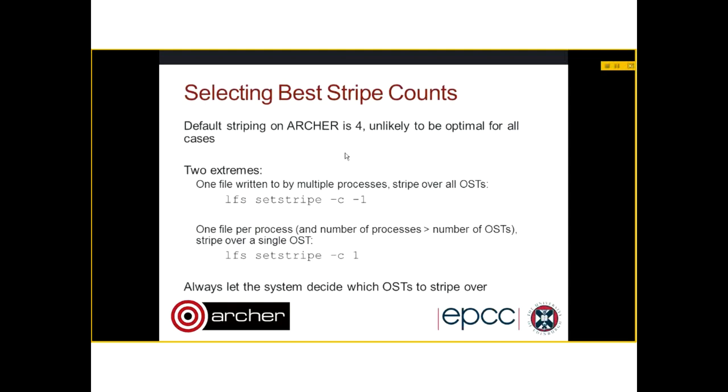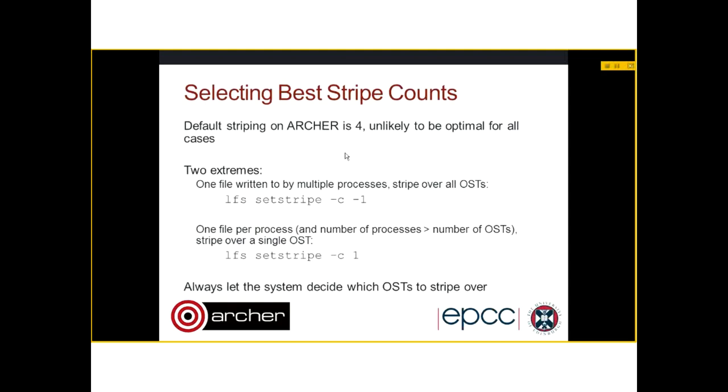The other extreme, which can be efficient but is not recommended if you have a large number of processes, is you could have one file per process, with the number of processes greater than the number of OSTs generally. So that would be more than, say, about 50 processes. In that case, you would stripe over a single OST, so it's lfs setstripe -c 1.